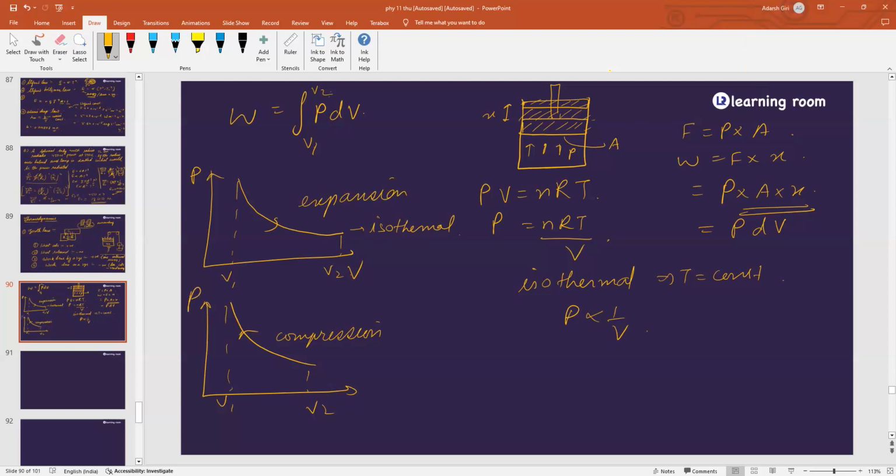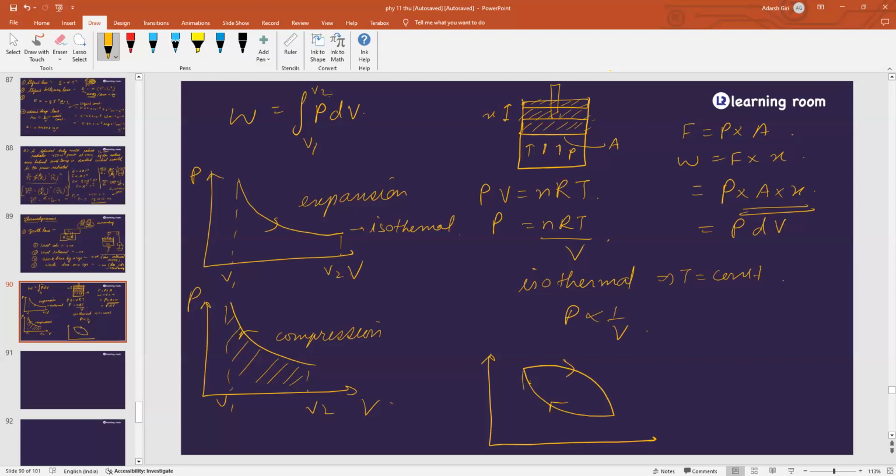Understood? Expansion, compression. Got it? One more thing: compression is negative work done, and expansion is positive work done.